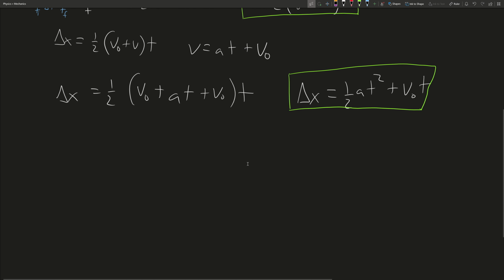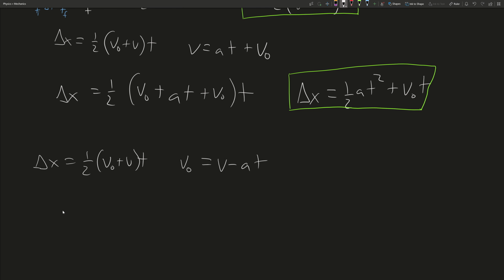Next, we'll do a similar method, but instead we're going to substitute in for initial velocity. So again, we have the change in position, or the displacement, is equal to 1/2 of initial velocity plus final velocity times time. Rearranging this equation algebraically, we find that the initial instantaneous velocity is equal to the final velocity minus acceleration times time.